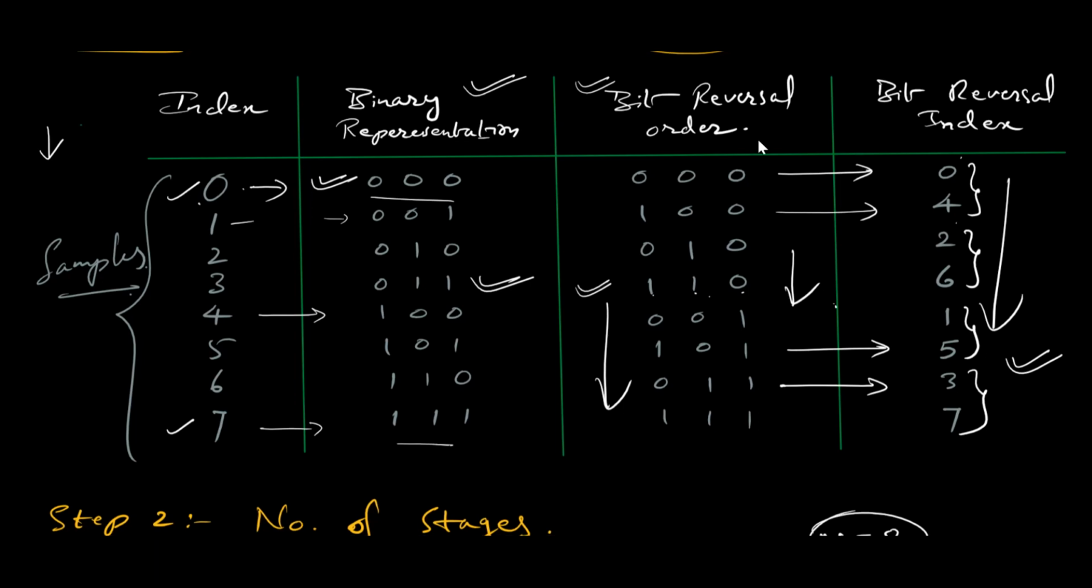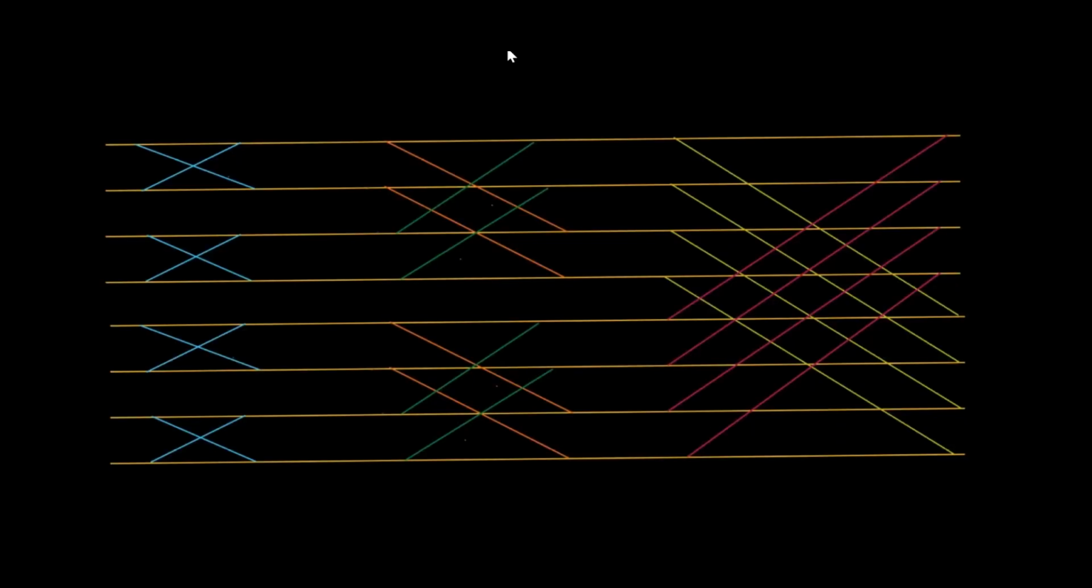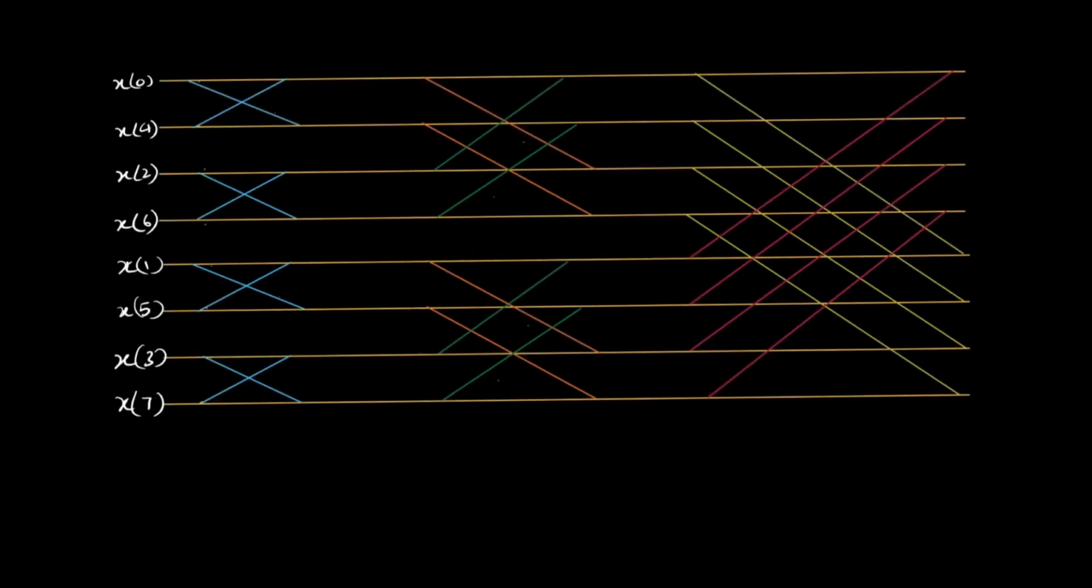Let us mention these values in this order in the input section of the butterfly diagram. First of all, as we know, N is 8, so we just draw 8 horizontal straight lines and mention all the samples on the input side in bit reversed order. You can see here that 0 and 4 are paired, 2 and 6 are paired, 1 and 5 are paired, and 3 and 7 are paired.